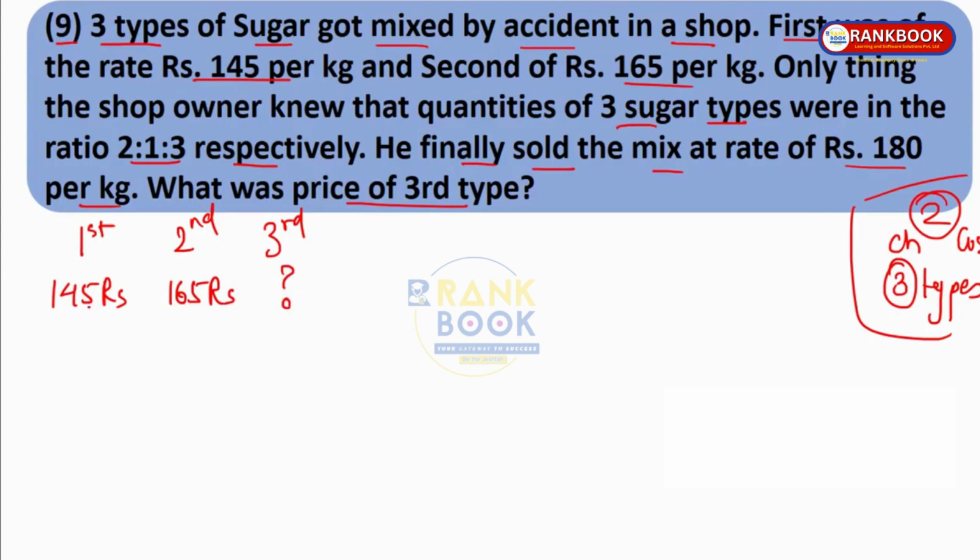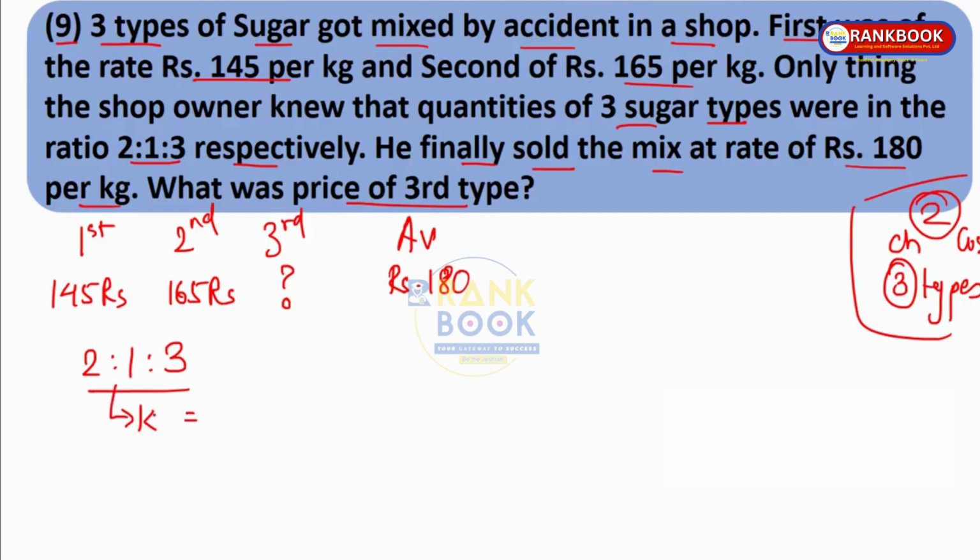And then there is the average mixture: rupees 180 is the rate at which he sold it. Now, what is the quantity of the sugar of the first type? We do not know. They have only given the ratio 2:1:3. So this is the ratio of quantities. Now we do not know the actual value. Just like in ratio and proportion, we have learned that whenever a ratio is given and we have to find the actual value, first start by assuming the common factor as k.